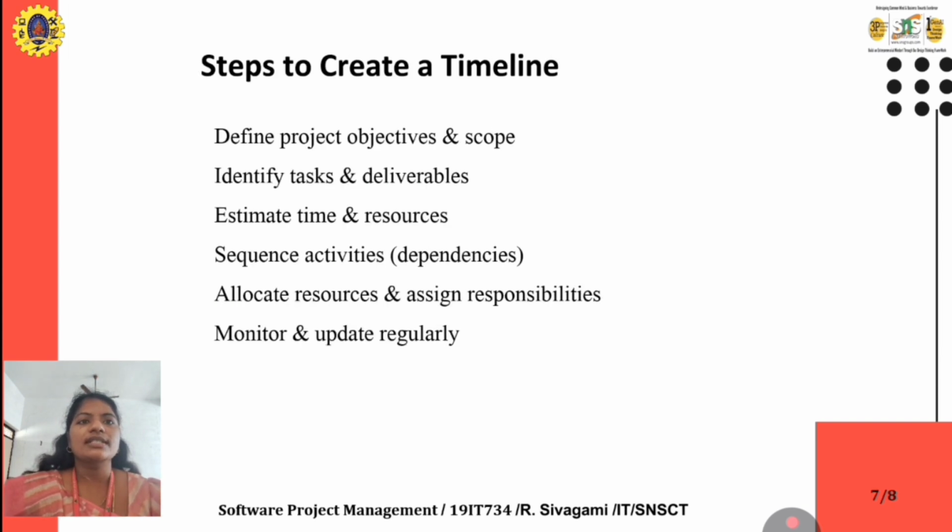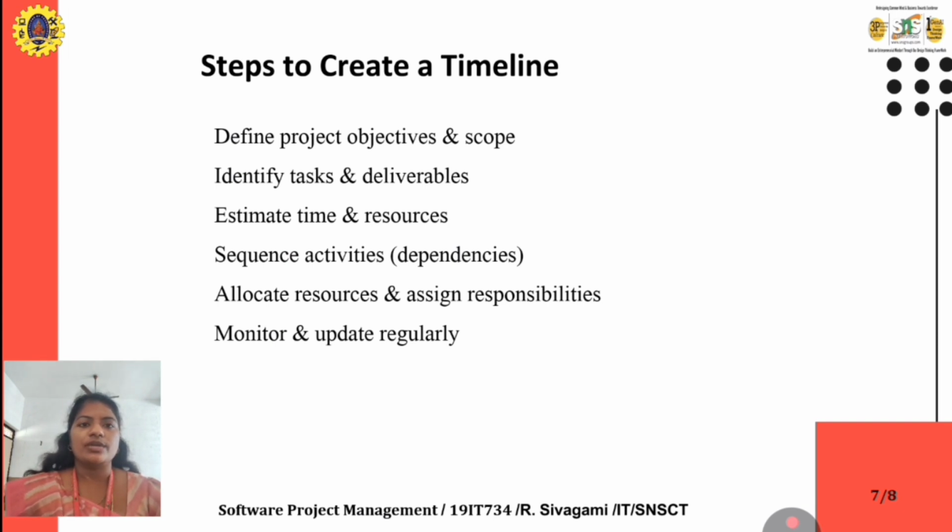The next one is steps to create a timeline. How are we going to allocate the time for the project? Here some steps are given. Define the project objective and the scope. First, we define our project and then the scope of that project. The next one is identify the tasks and the deliverables.